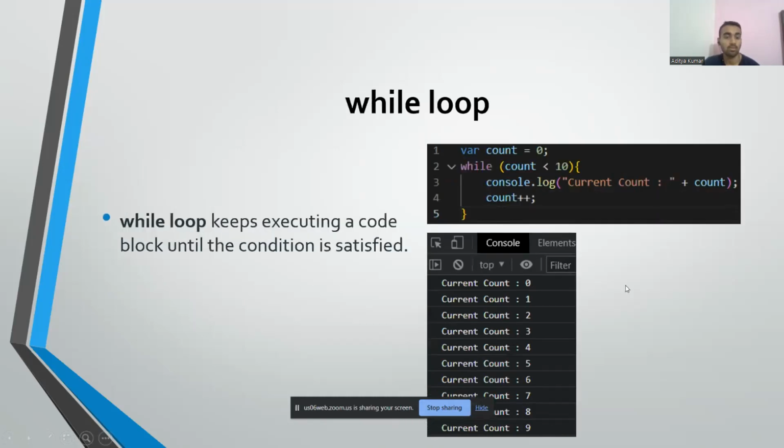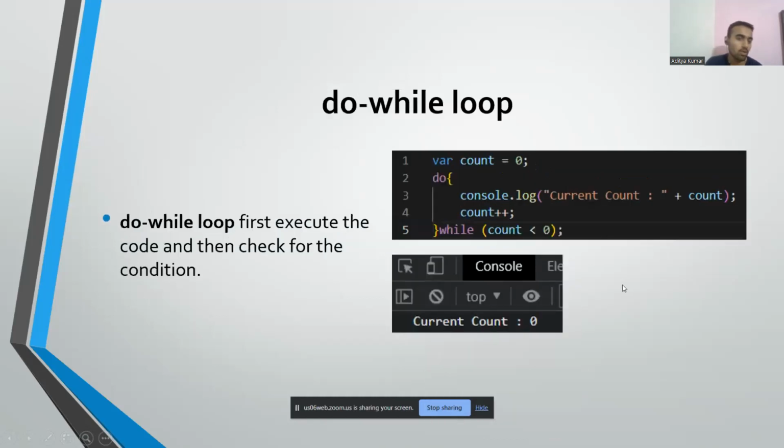Let's look at the while loop. Basically, a while loop keeps executing the code until the condition is satisfied. Here we have a variable count which is 0, and as we have declared while, there's a condition in it which is satisfied right now. It console logs the current count, and we keep incrementing it. As soon as it reaches 10, the loop stops and we get this output.